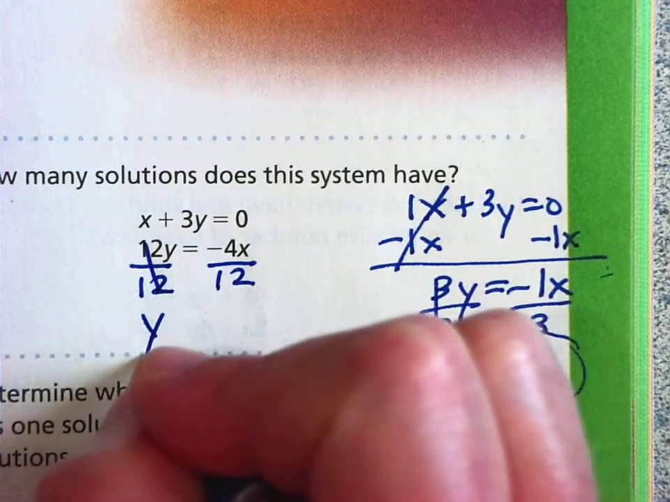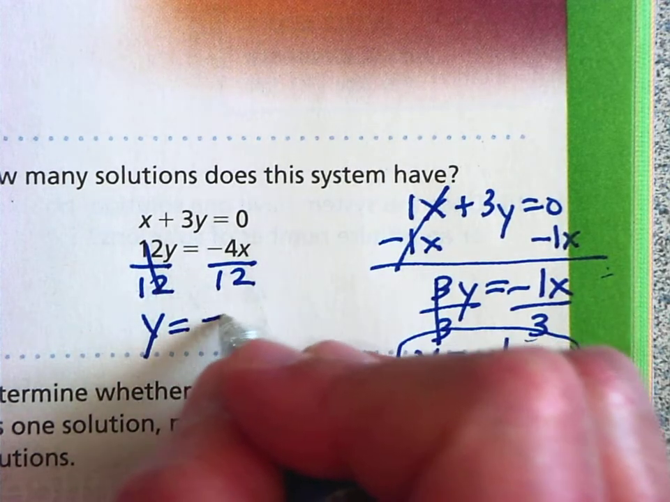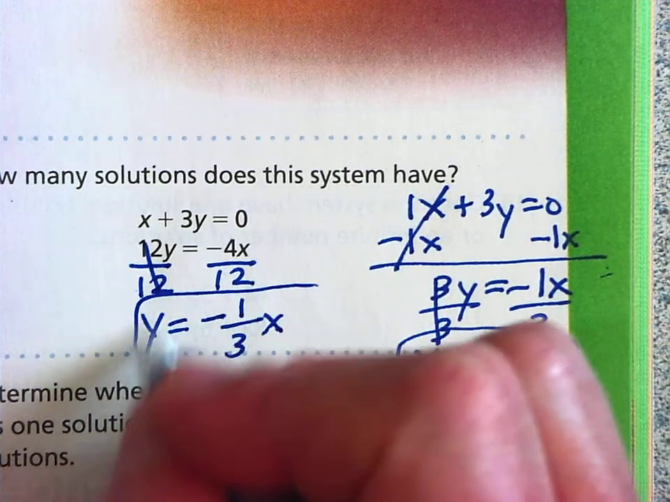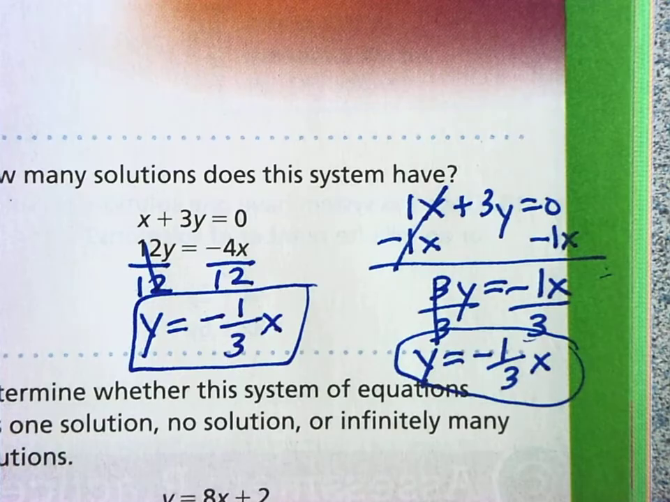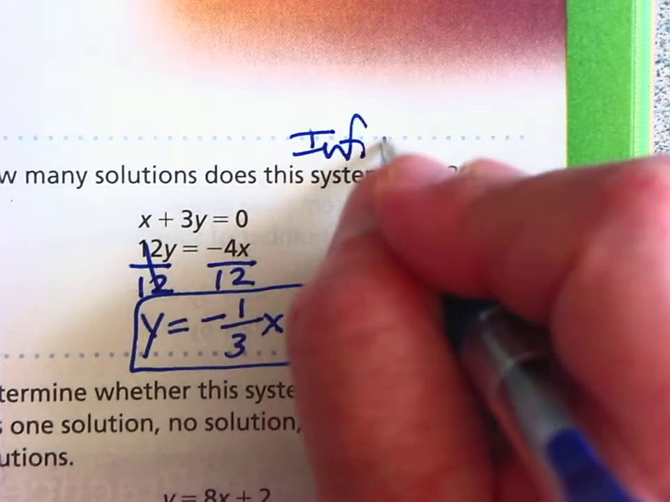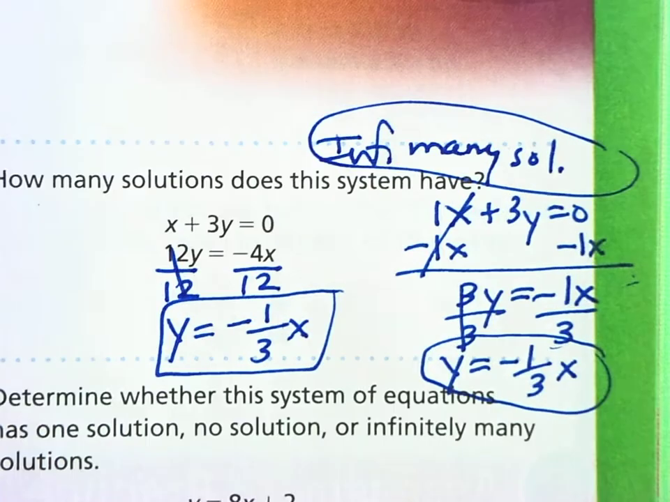So 12 divided by 12 is 1. And then if you reduce this, you can divide both of these by 4, so you have negative 1/3 x. And again, this one doesn't have a y-intercept. Okay, so you have the exact same equation twice. That means infinitely many solutions. You have the same exact line twice.